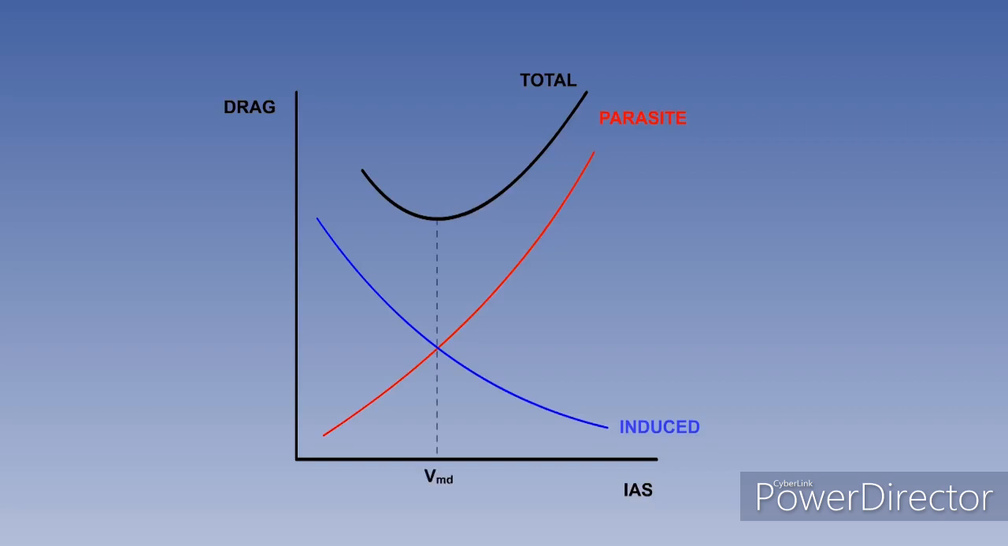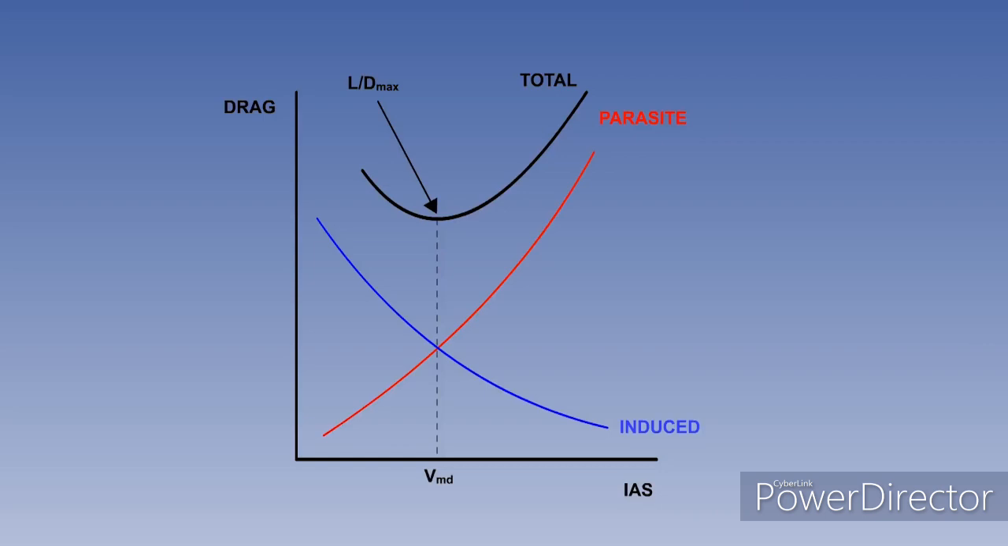This minimum drag speed, usually referred to as min drag speed or VMD, is an important reference for many aspects of aircraft performance. Range, endurance, glide, maneuver, landing and takeoff performance are all based on some relationship involving the aeroplane total drag curve.